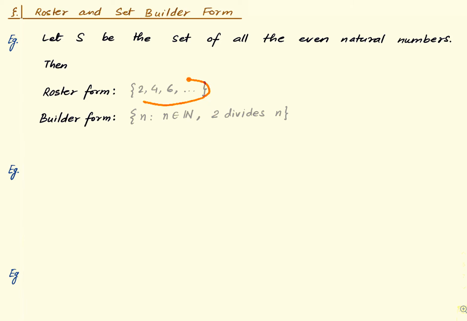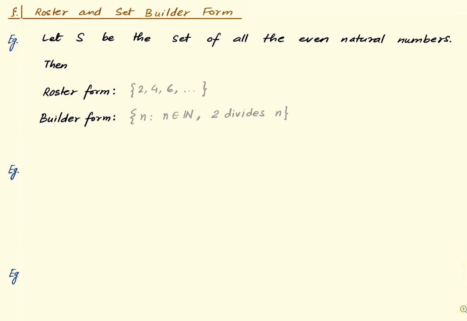Now in the roster form, the problem is you are relying on the reader to interpret this the same way you intend to. So you're basically asking the reader to read your intention. It is not clear that the next number here is 8 and then 10 and so on. It is not clear because, for instance, somebody could look at this and think of something like the Fibonacci series. 6 is the sum of 4 and 2. So maybe he might think that the next number is 6 plus 4, so it's 10 and then 16 and so on. So that's the problem with roster form.